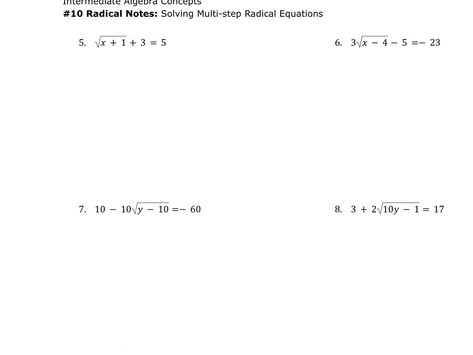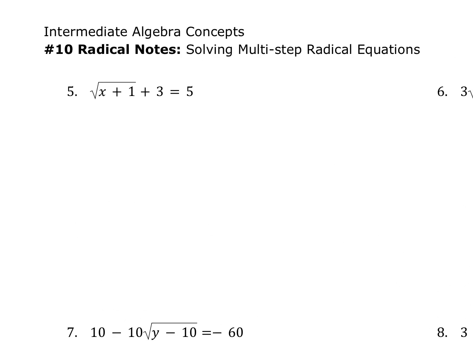Okay, let's try the next one. We're going to do the same thing. First thing we want to do is isolate what's under the radical, which is just that stuff. So anything that is outside of that, we have to get rid of first. Right now there's a plus 3, so to get rid of plus 3, I'm going to subtract 3. So now I still have the square root of x plus 1 underneath the radical, and 5 minus 3 is 2.